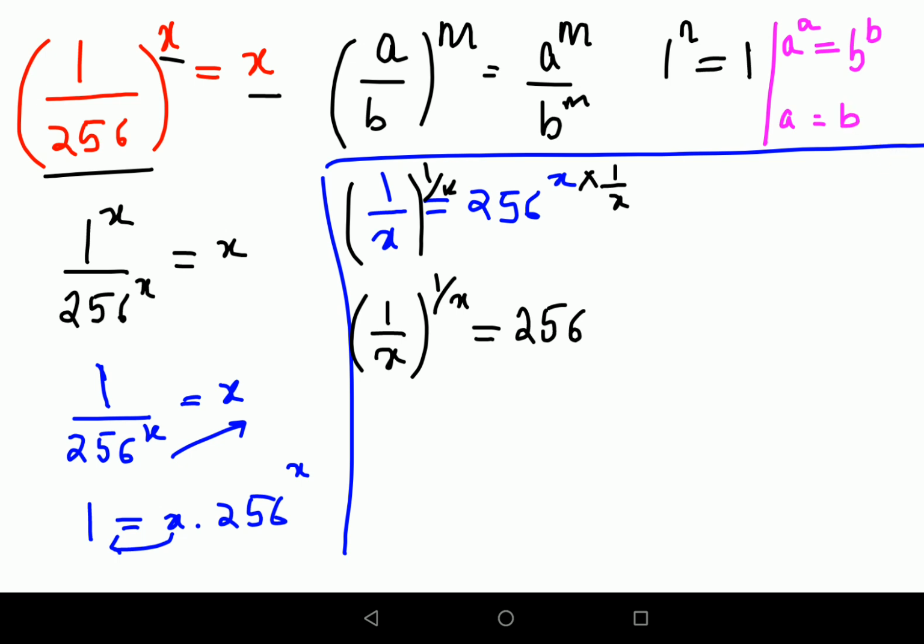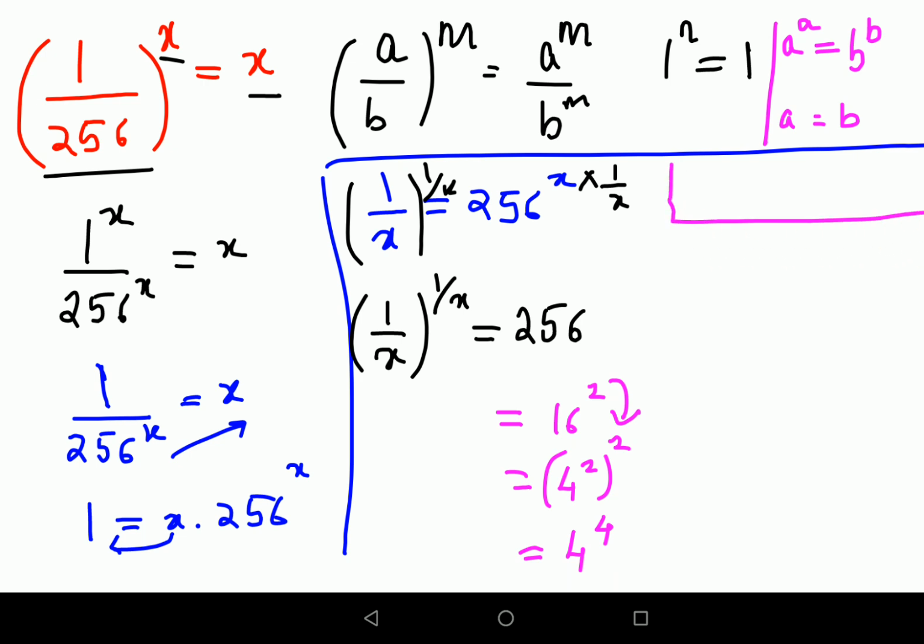So now see, 256 we know is nothing but 16 squared, and we also know that 16 is nothing but 4 squared, the whole squared, right? Because 16 squared can be written with 16 as 4 squared, and then the whole squared, this square gets carried forward. Now this will obviously look like 4^4. Why like that? Because in indices when you have a^m the whole raised to n, it can be written as a^(m×n).